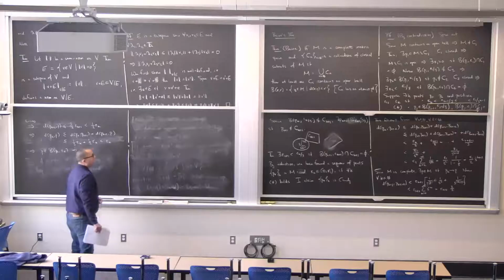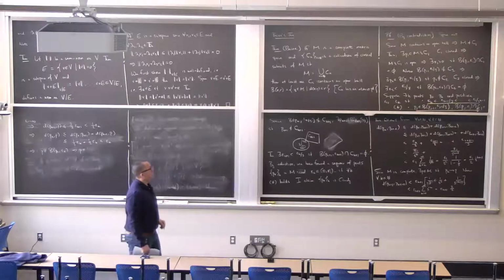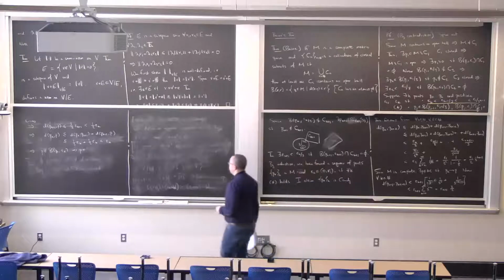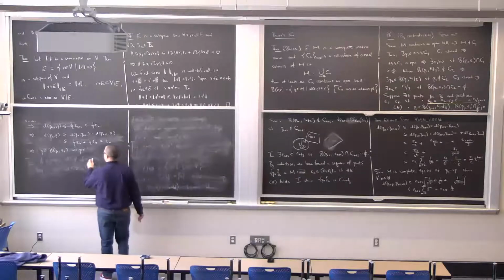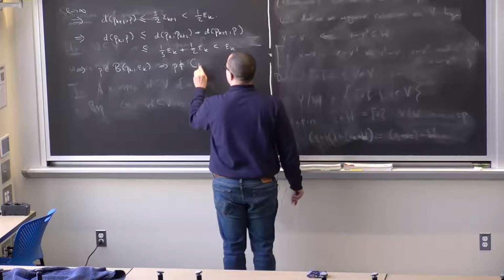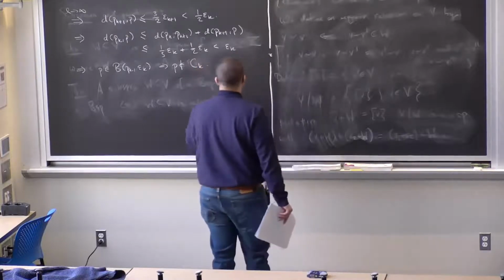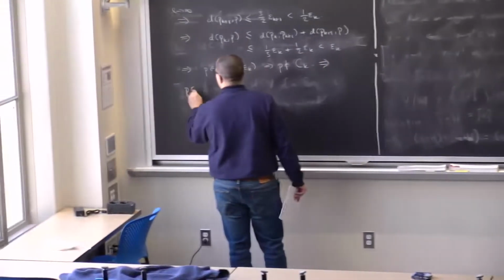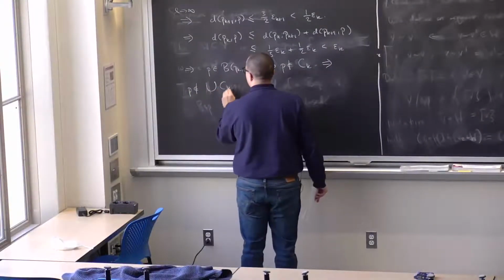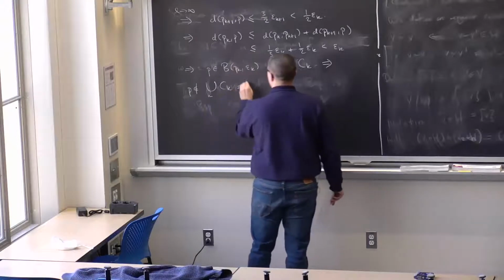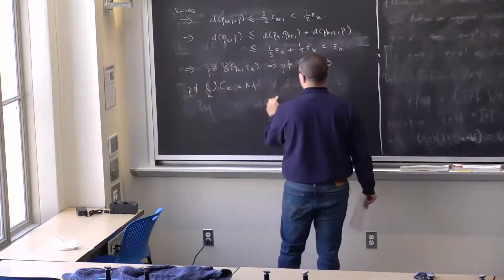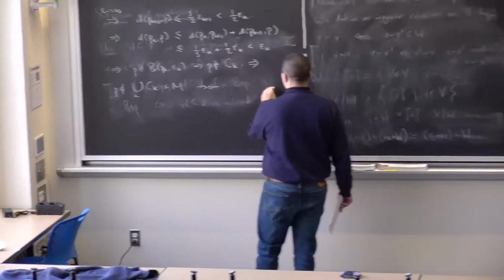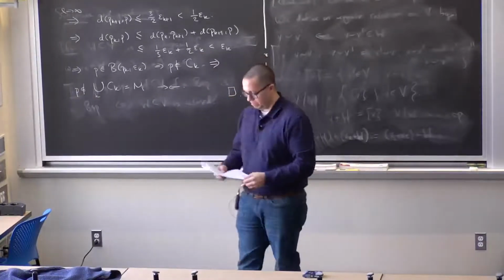which by the second property up in star, the fact that each of the balls is disjoint from C k, means P is not in C k. Now k was arbitrary here, so we conclude that P is not in this union, which is equal to M, and that's a contradiction. Okay?